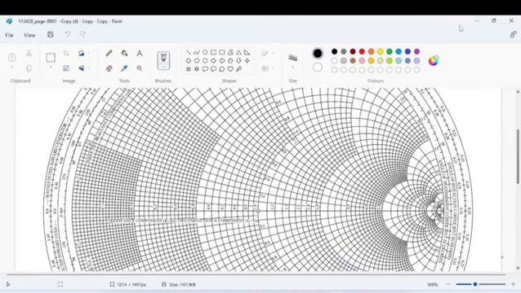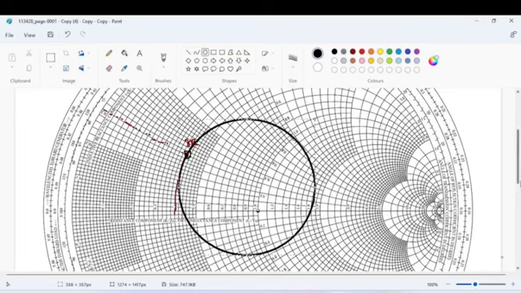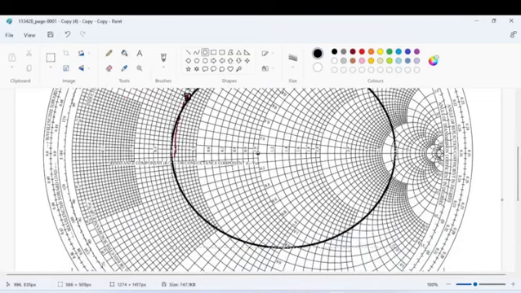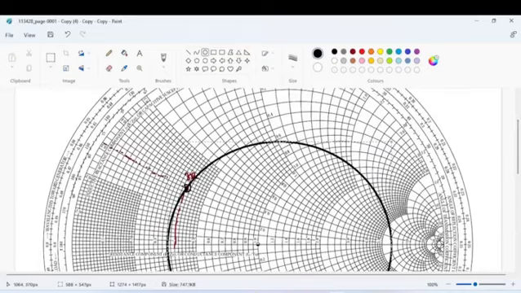0.4 plus j0.3. Take this 0.4 plus j0.3, so both are intersecting at this point. So this is your small zL. Using 1, 0 as the center, and zL as the radius, you have to draw a circle. This circle is nothing but the VSWR circle.